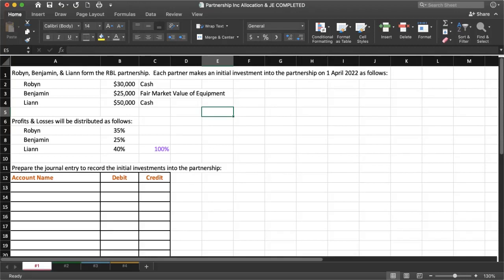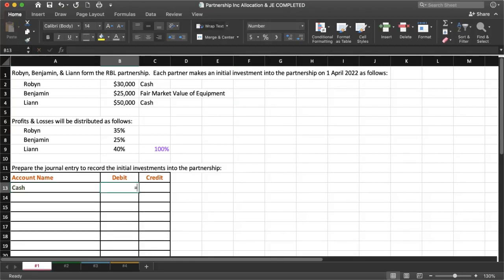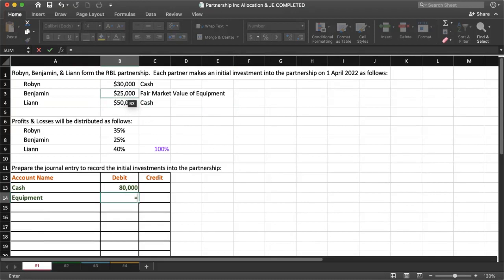their initial investment. So now we're going to record the entry, and we have cash, and the cash that was contributed into the partnership was $80,000, $50,000 from Leanne, $30,000 from Robin. There was also equipment, and the equipment is going to be recorded at its fair value, which was $25,000. And then now we're ready to give to the partners their capital share.